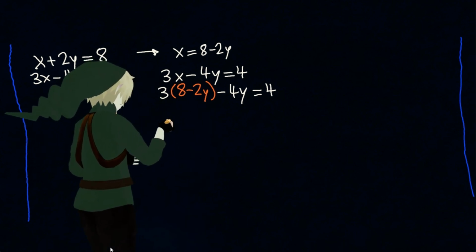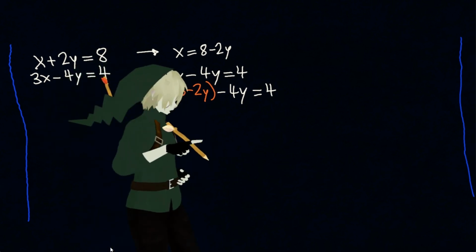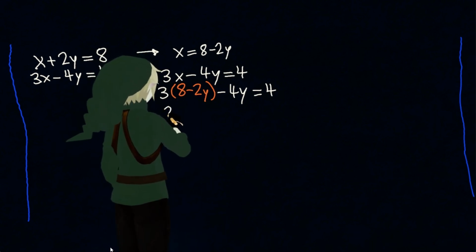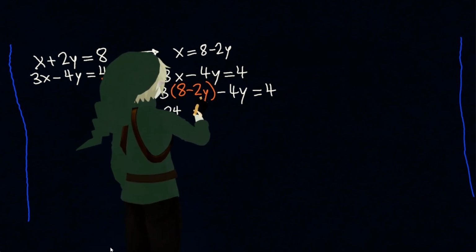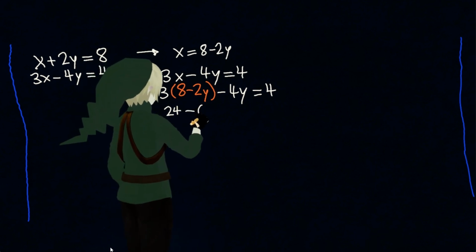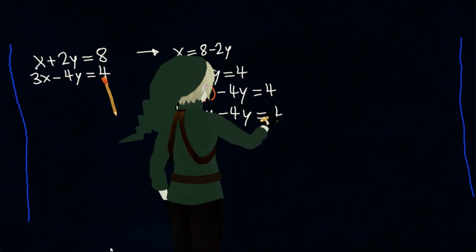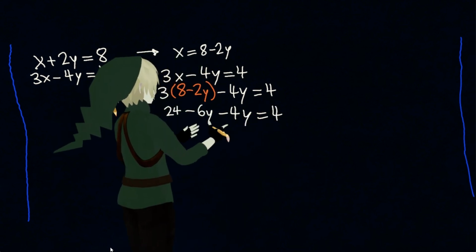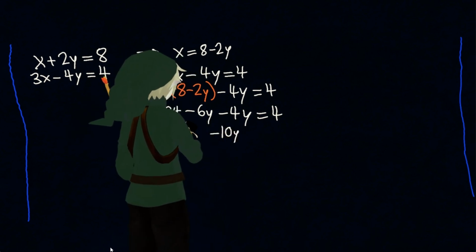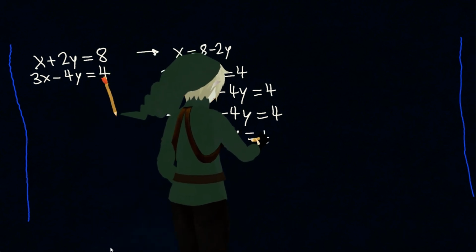Now, again, you must be very comfortable with your algebra. So we distribute: 3 times 8 is 24. 3 times negative 2 is a negative. So this would be negative 6y minus 4y equals 4. And then you just simplify everything. So in this case, we have negative 10y. We have 24. 24 minus 10y is equal to 4.